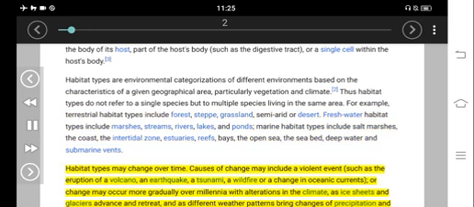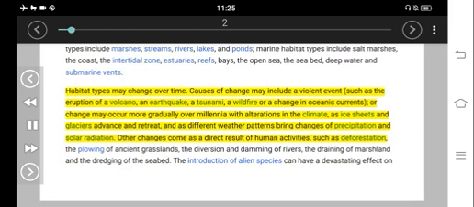Habitat types may change over time. Causes of change may include a violent event, such as the eruption of a volcano, an earthquake, a tsunami, a wildfire, or a change in oceanic currents, or change may occur more gradually over millennia with alterations in the climate, as ice sheets and glaciers advance and retreat, and as different weather patterns bring changes of precipitation and solar radiation.